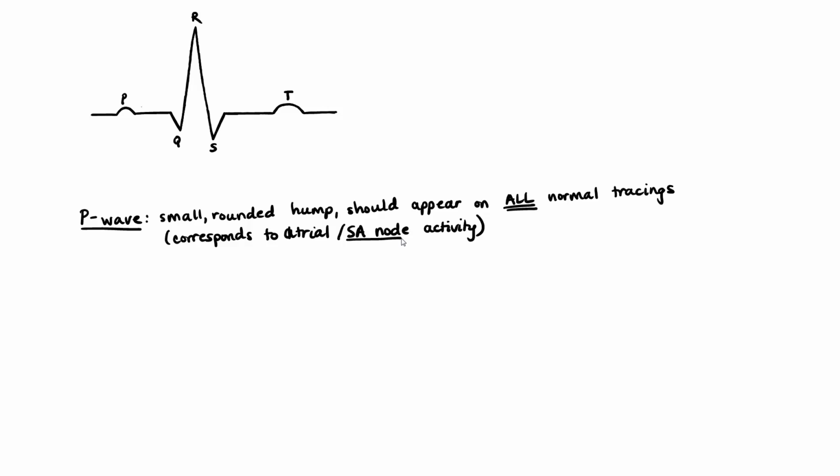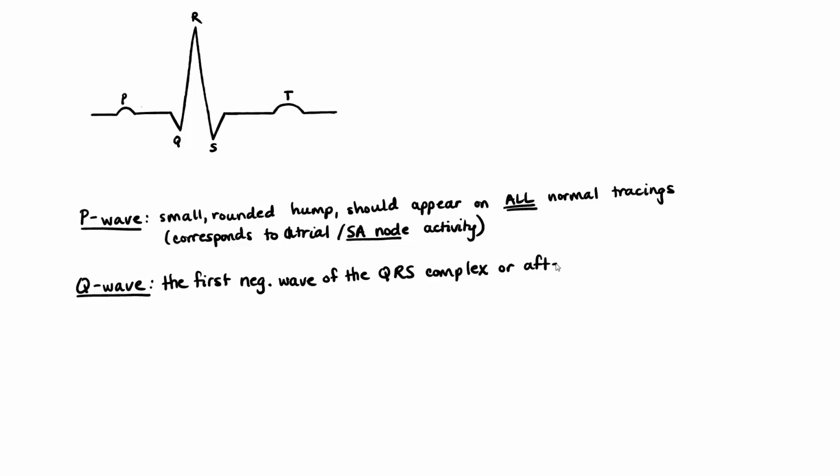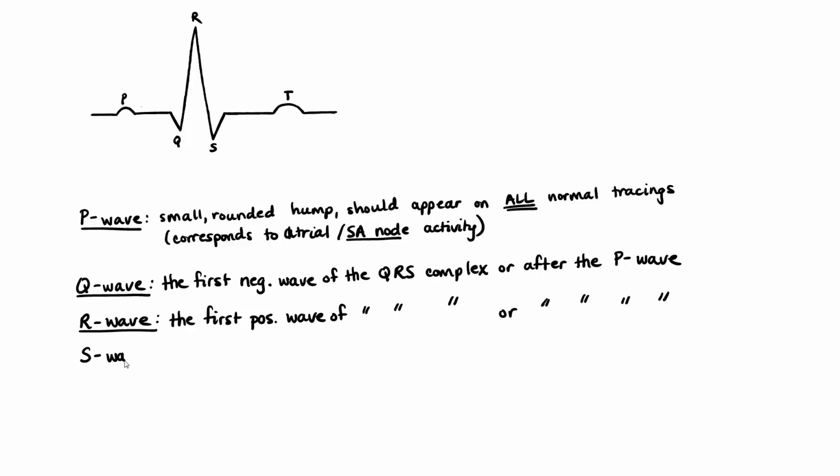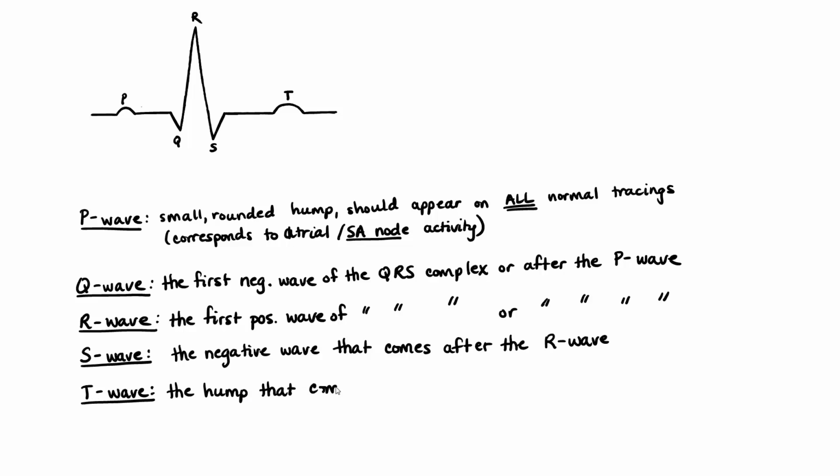All right, so the Q wave, definitionally, is the first negative wave of the QRS complex, or the first negative wave that comes after the P wave. This wave doesn't actually have to be present in all normal tracings, and it often isn't. The R wave is the first positive wave of the QRS complex, or the first positive wave that comes after the P wave. The S wave is the second negative wave of the QRS complex, or the negative wave that comes after the R wave. And finally, the T wave is always the hump that comes after the QRS complexes, but before the P wave.